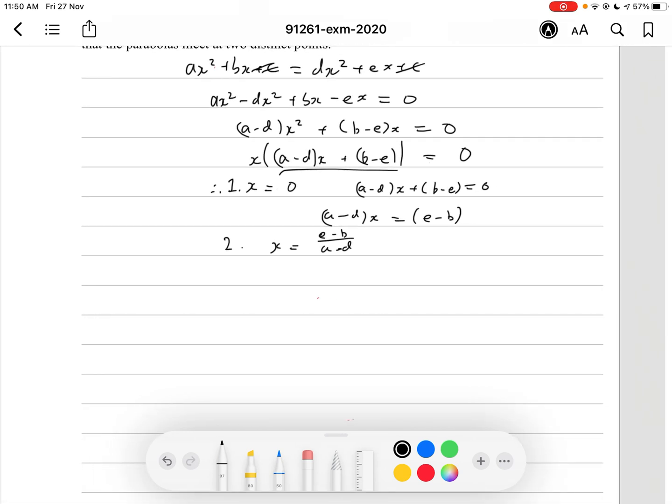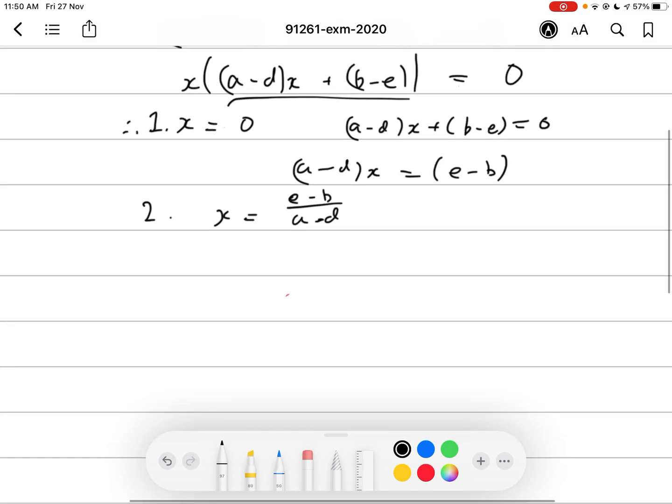Alright, so for two distinct points, the first thing we need to make sure is that the denominator doesn't equal 0. If the denominator equals 0, this solution obviously will not exist. So therefore, a cannot be equal to d. Okay, a is not equal to d.